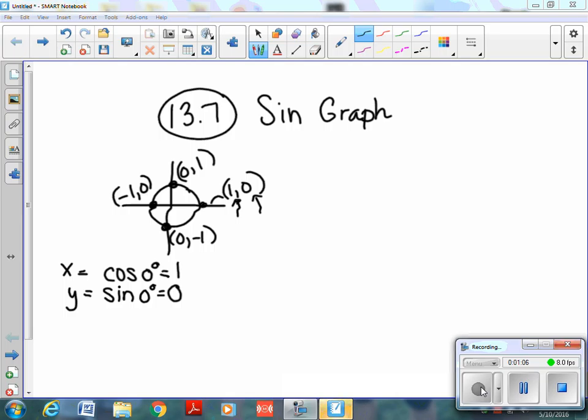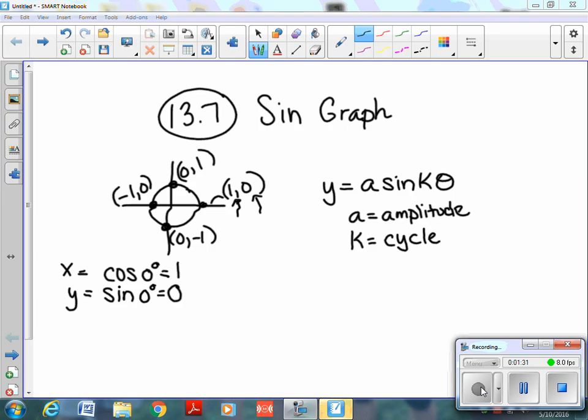So, I'm going to show you y equals A sine of k theta, which is the equation of a sine. A stands for the amplitude, how high it is. Remember how we figured out the height? The k stands for the cycle, how long it takes to make one sine. And there's another one called period, and there's a formula for that.